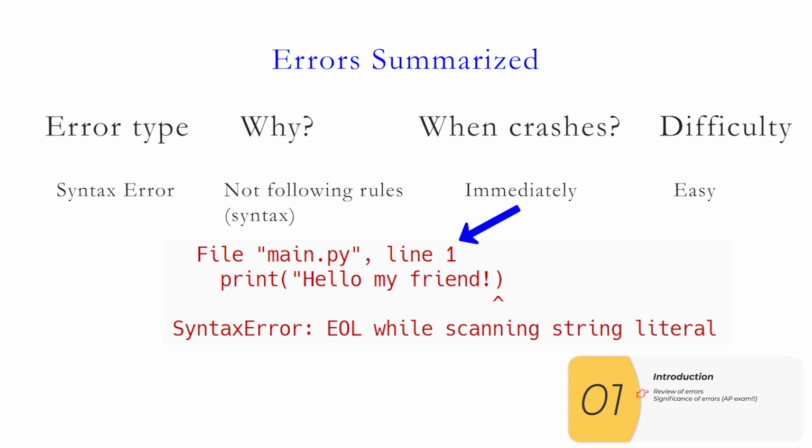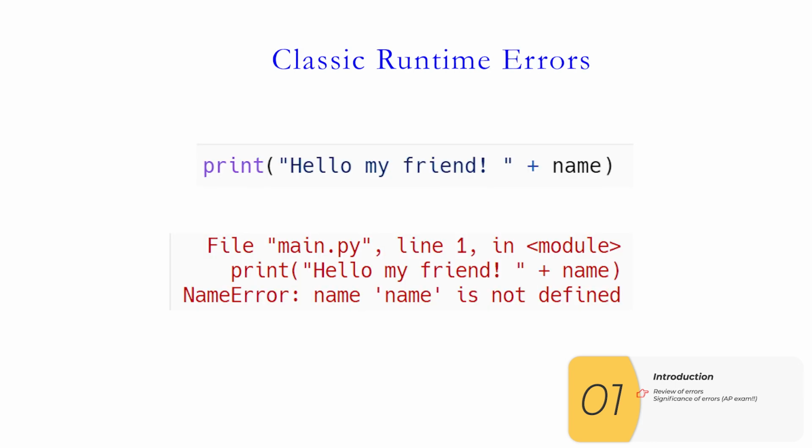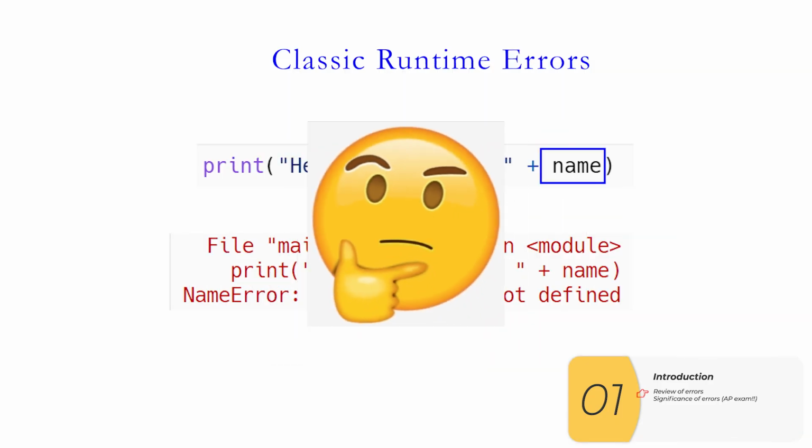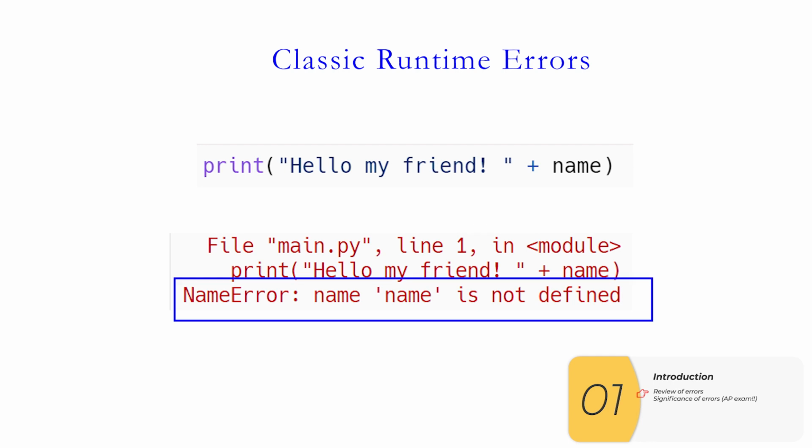The message will tell you what line it crashed at, and the error location is usually pointed out to you with this caret. And then we've seen the runtime error, which looks like it might work, but then eventually it will crash. These are kind of medium in difficulty to solve. Here's a classic example of a runtime error. In this case, we don't know what name is. And when it crashes, it tells me what line it is and what that error is.